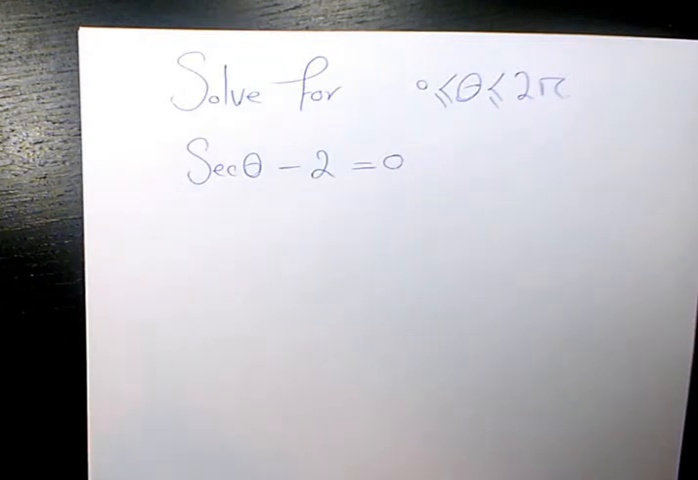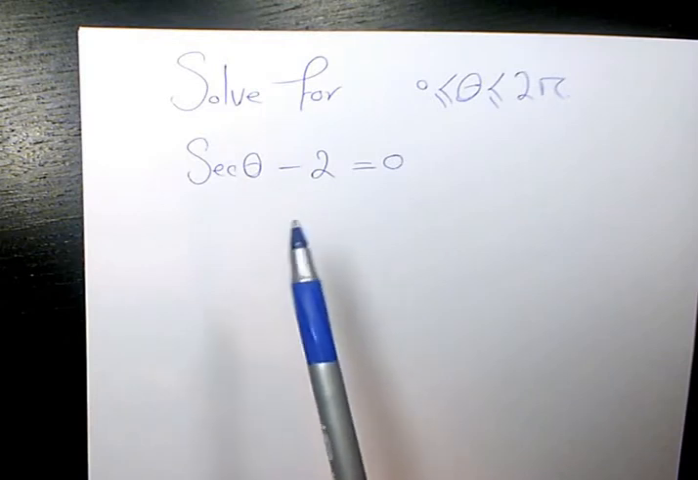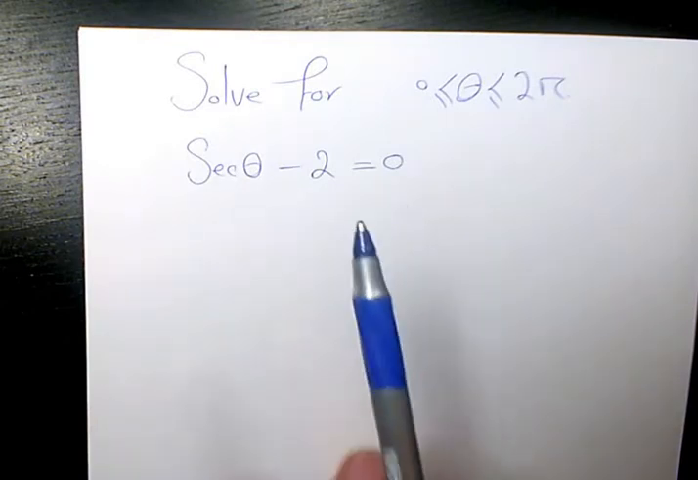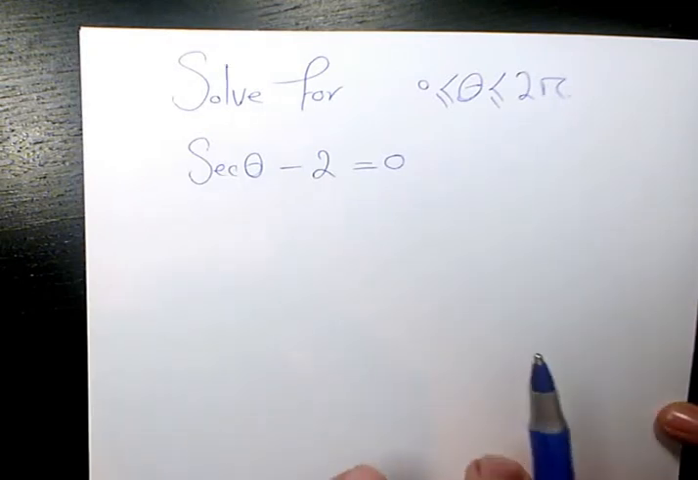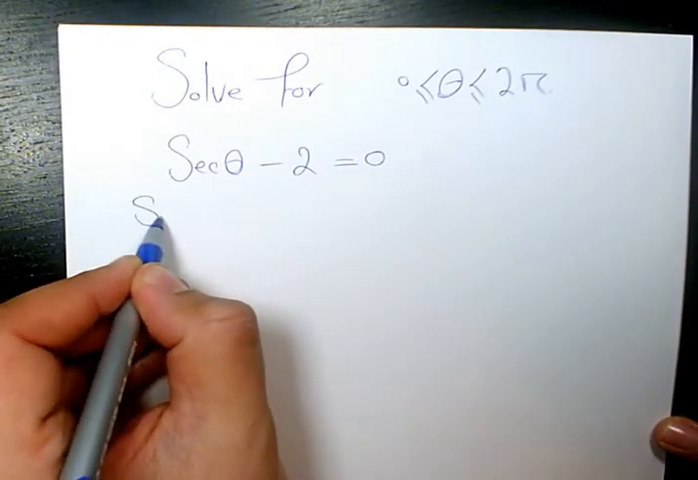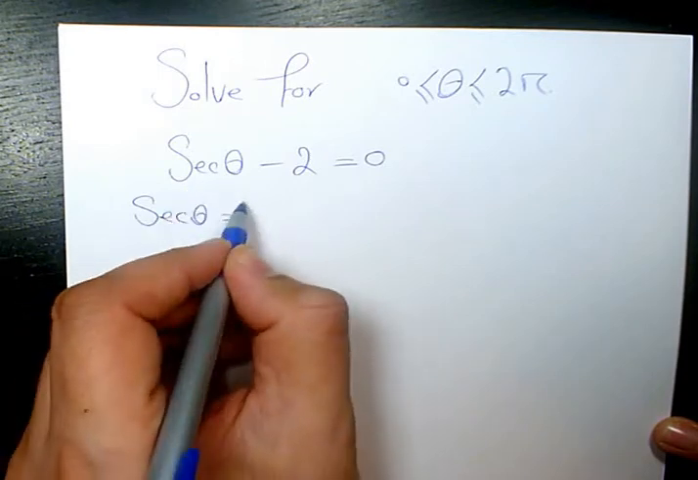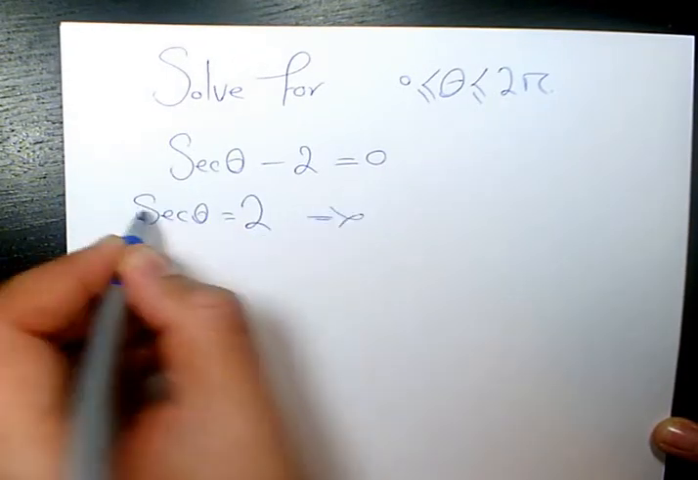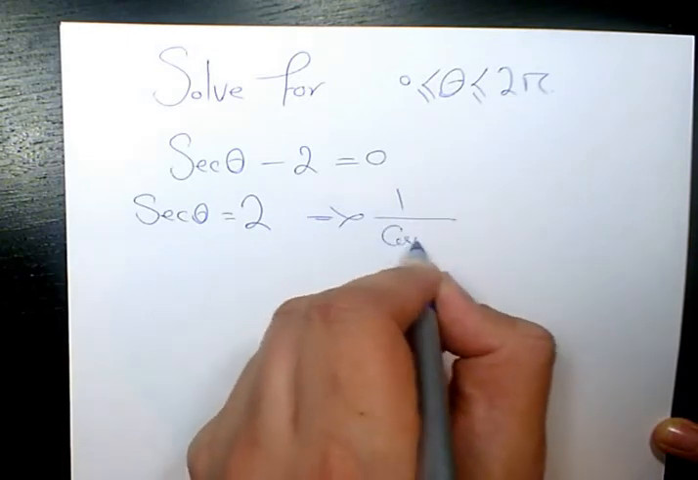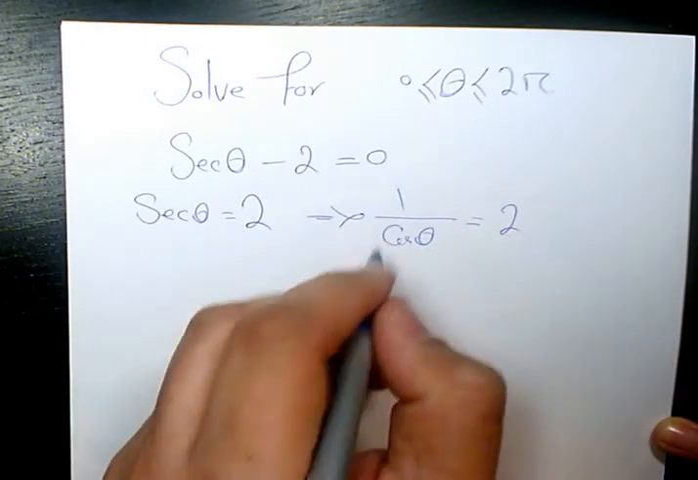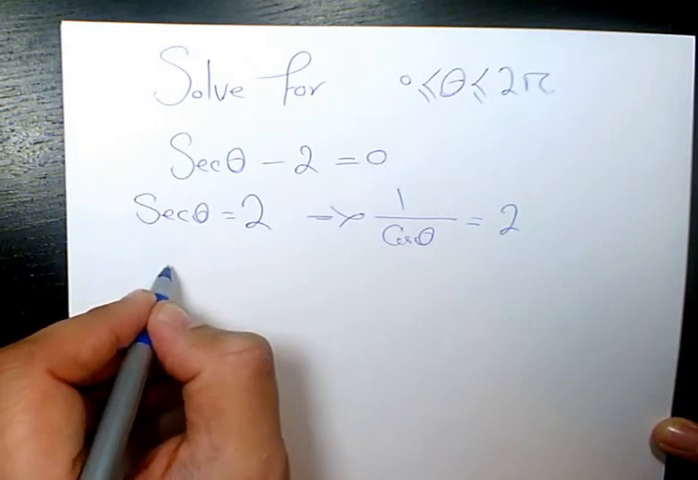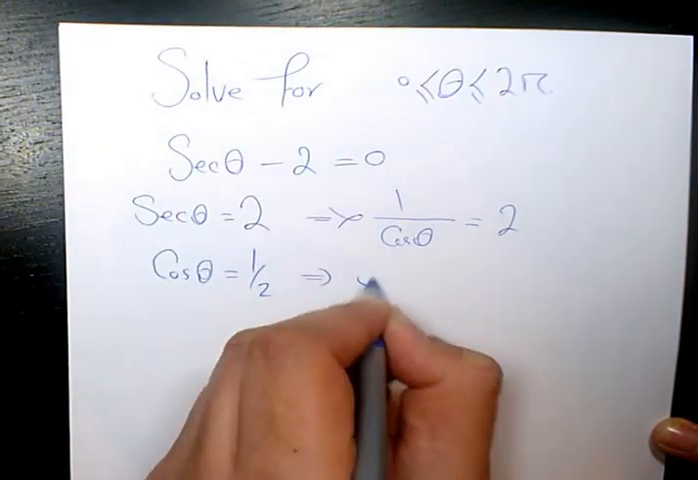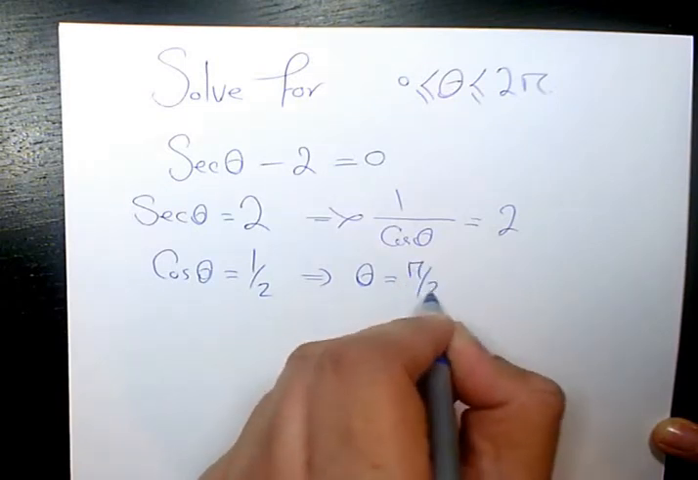In this video I want to solve this easy trigonometric equation, which is secant theta minus 2 equals 0, and theta must be between 0 and 2 pi. The first thing I want to do is isolate secant. Secant theta equals 2. So secant is the inverse of cosine, so 1 over cosine theta is going to be 2, so cosine theta will be 1 over 2. So theta will be pi over 3.